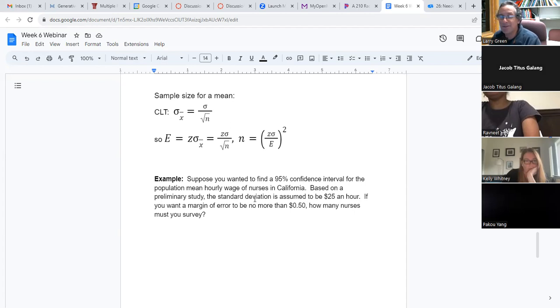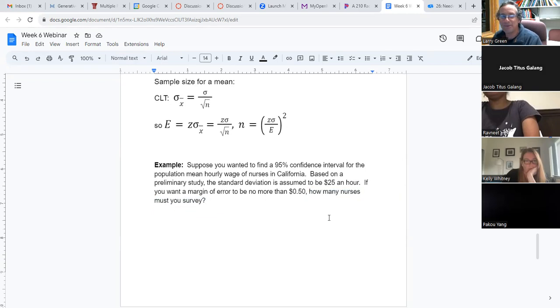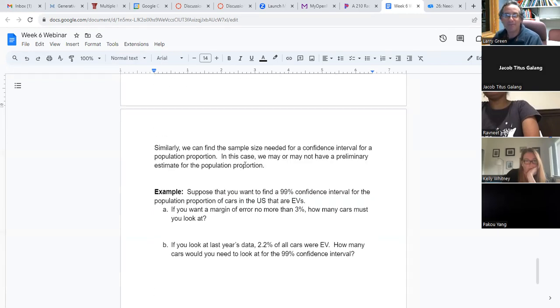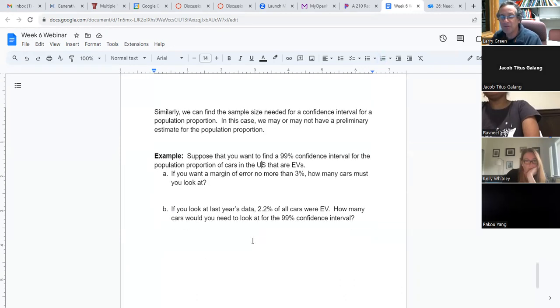The other thing is to know that you're being asked for a sample size. The how many must you survey? That's how we know it's a sample size. Any questions on that? So how many cars must you look at? That's a sample size. It's not a find a confidence interval, because if you click on find a confidence interval, you're not going to be able to answer these questions. Any questions at all on any of the examples that we did today?